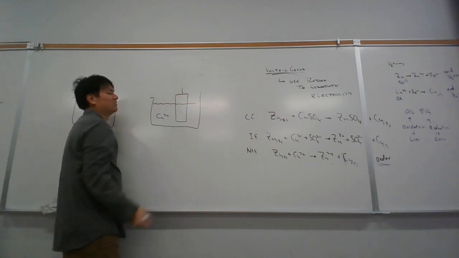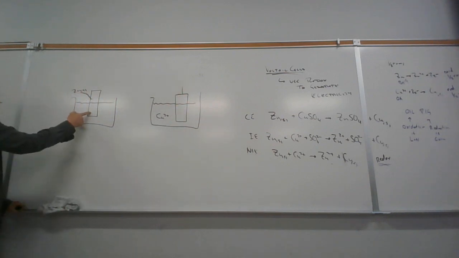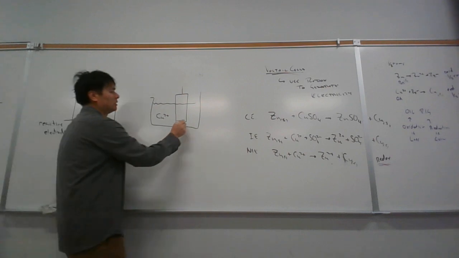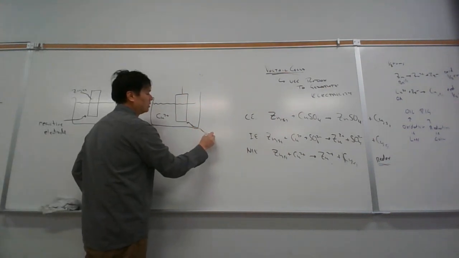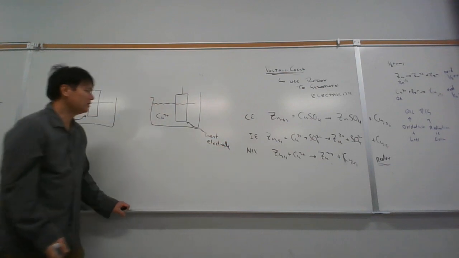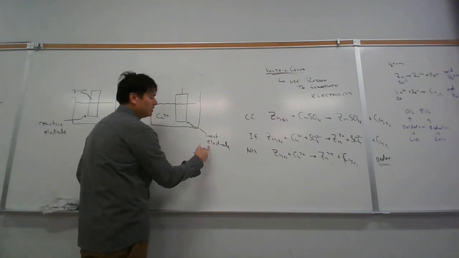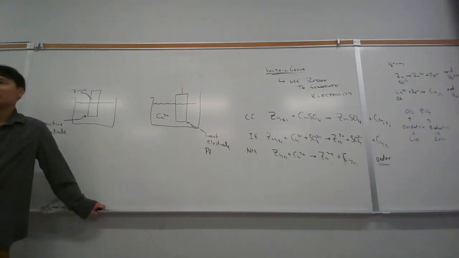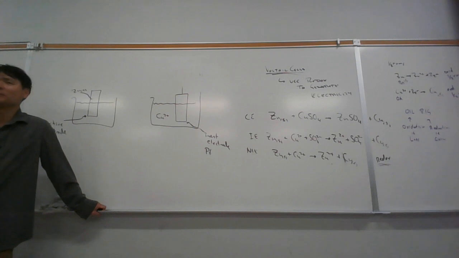We have two types of electrodes. We have a reactive electrode, which is this one. And then we have an inert electrode. So what do we use as an inert electrode? Probably the most common inert electrode is platinum metal. Platinum metal is used because platinum is very stable and unreactive. If you want one of the most inert metals on the periodic table, it'd be platinum.